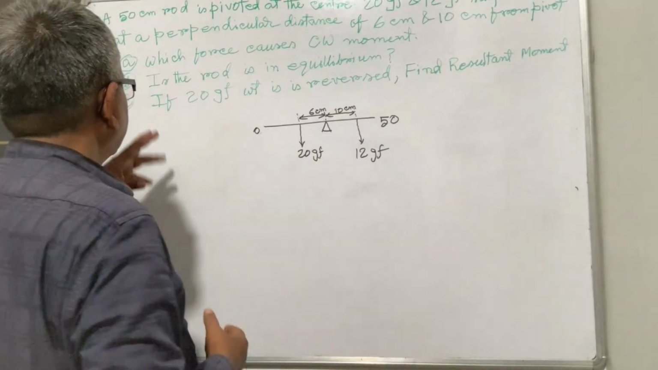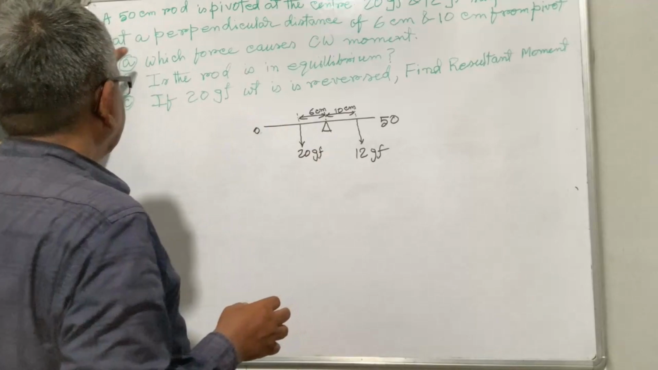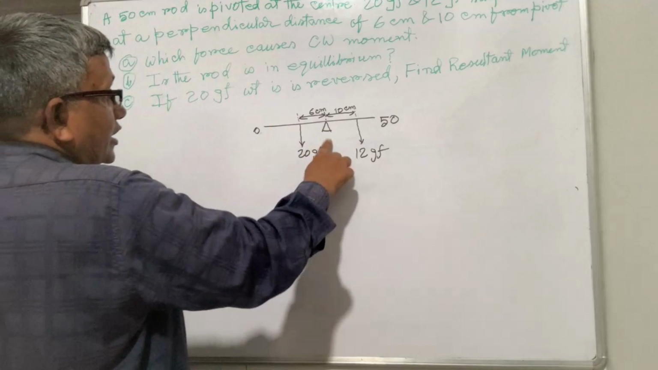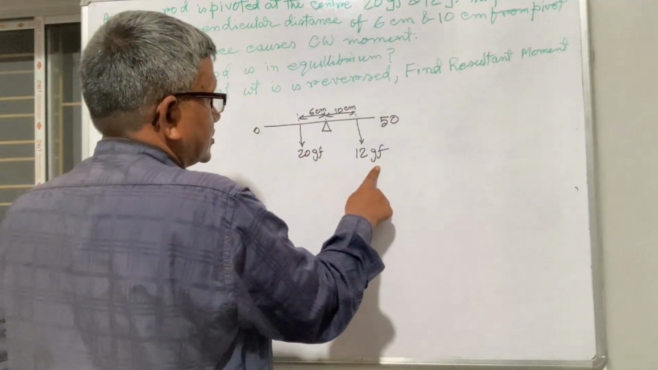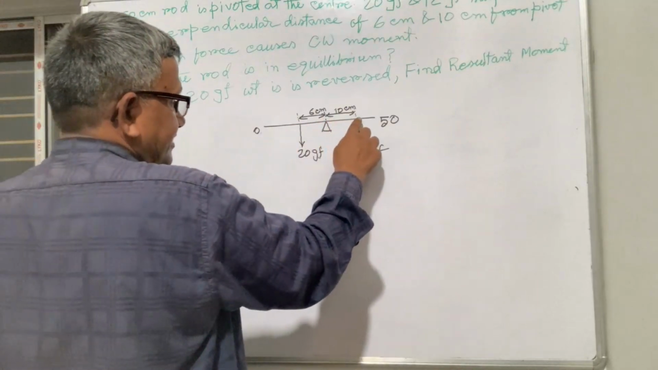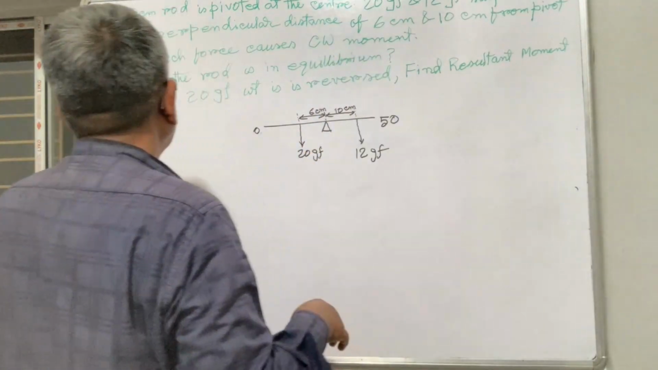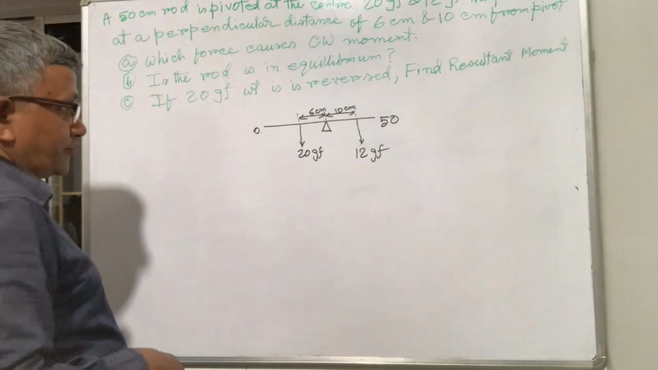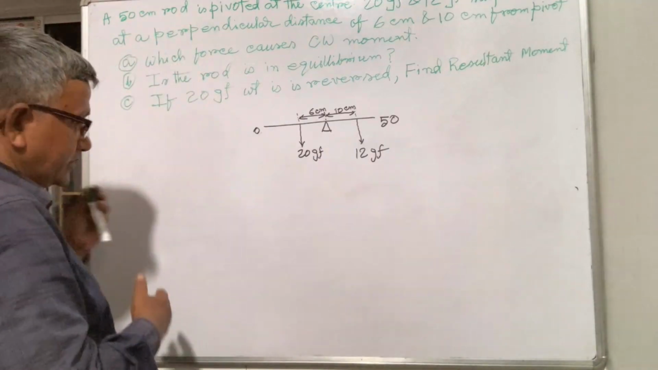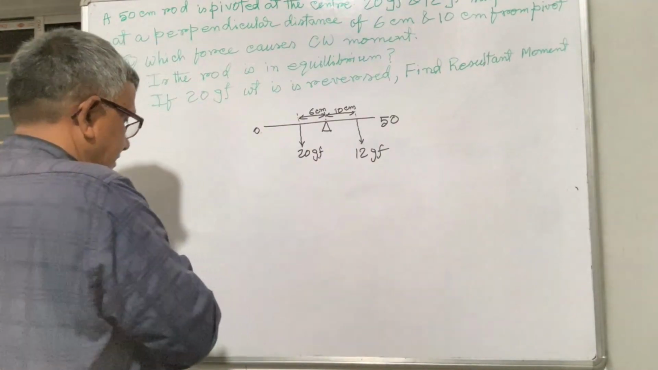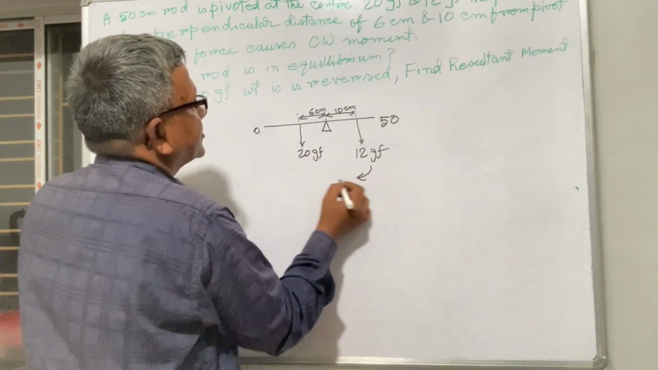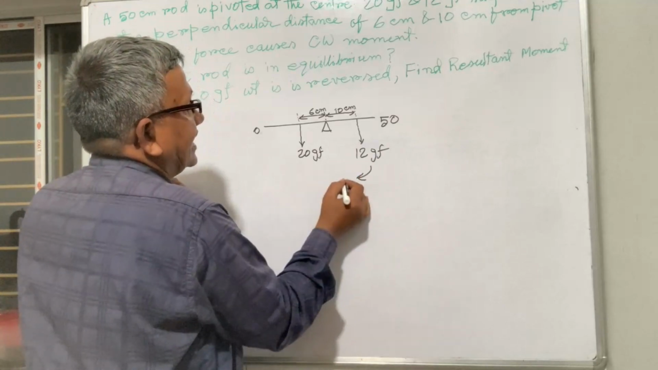A half meter rigid rod, that is 50 centimeter rigid rod, is pivoted at the center. 20 gram force and 12 gram force weights are suspended at 6 centimeter and 10 centimeter from the pivot. Which force causes clockwise moment? This force causes clockwise moment, this is clockwise, and this is anti-clockwise.